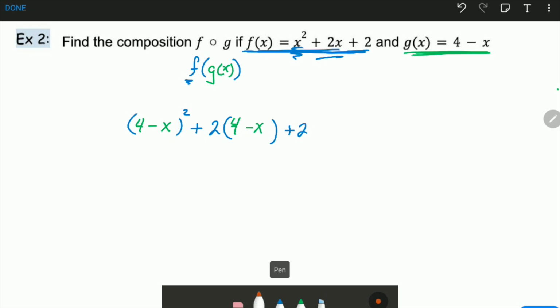So that's the setup for this f of g of x, this composite function. After that, we just need to go through and simplify. So starting with exponents, we'll deal with the 4 minus x in parentheses squared.